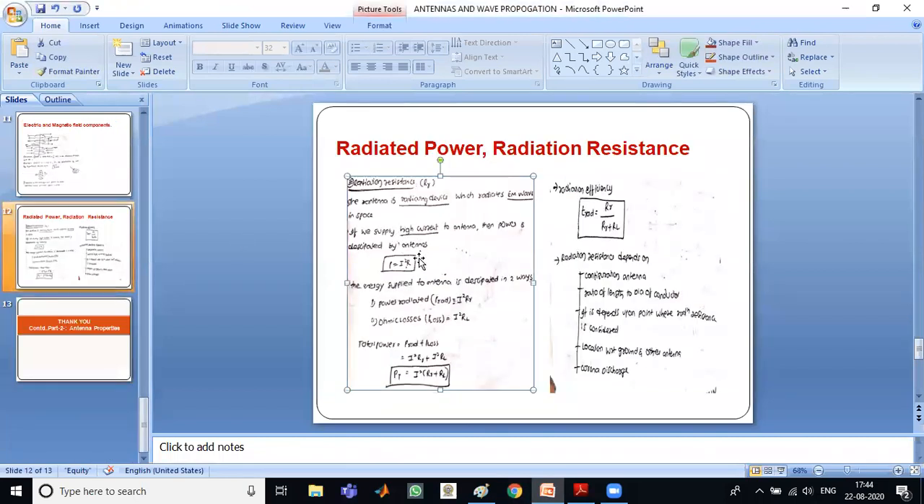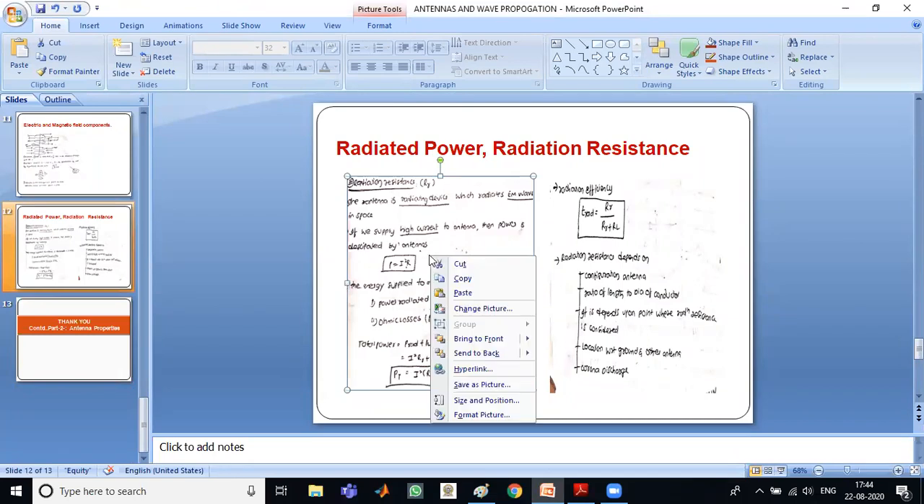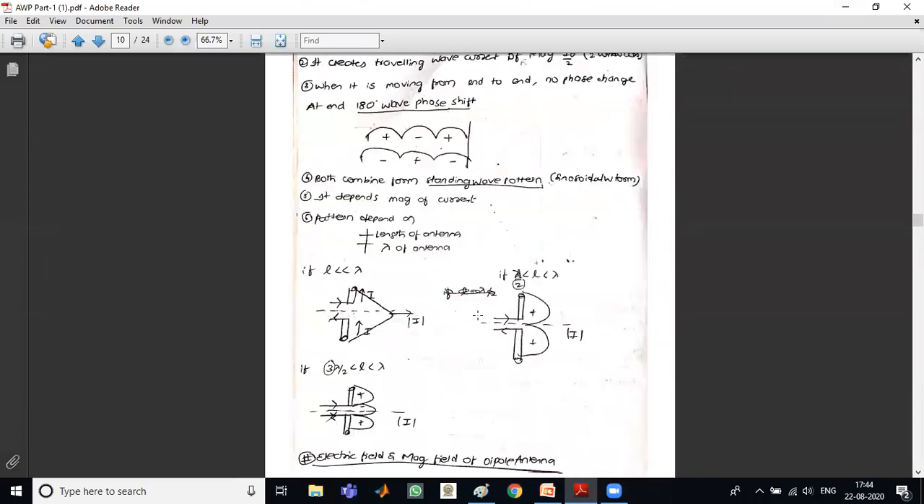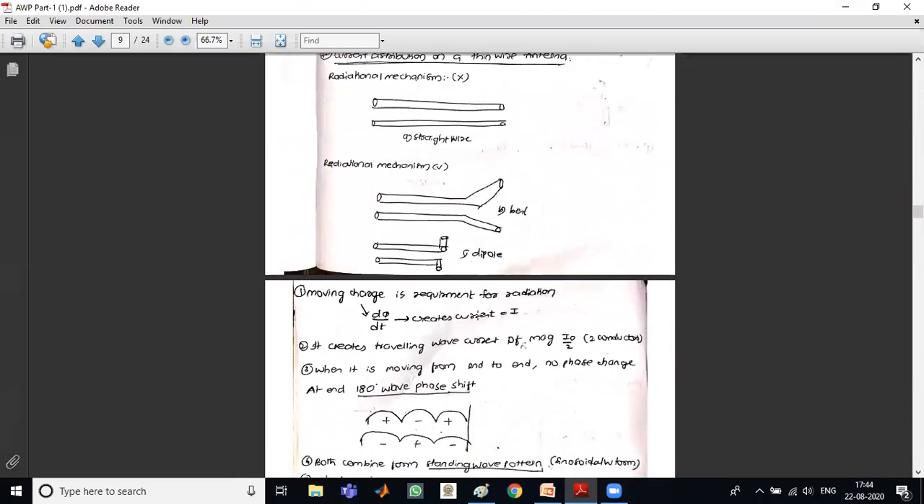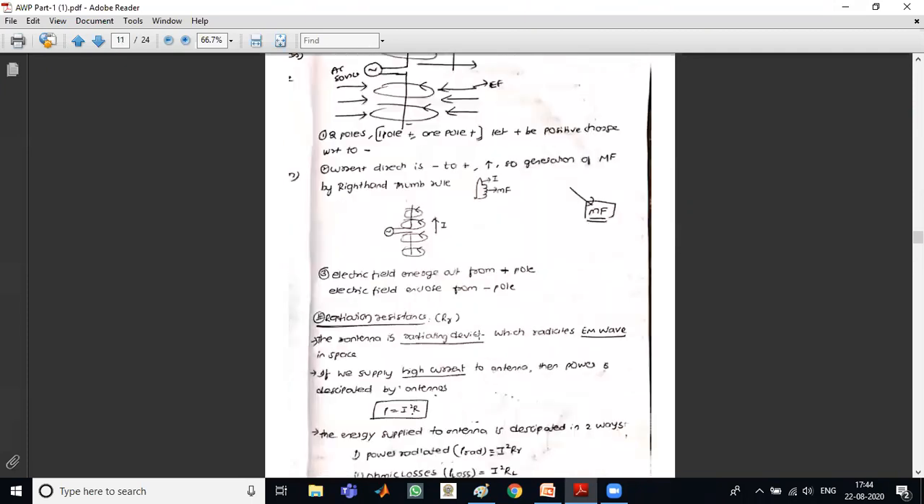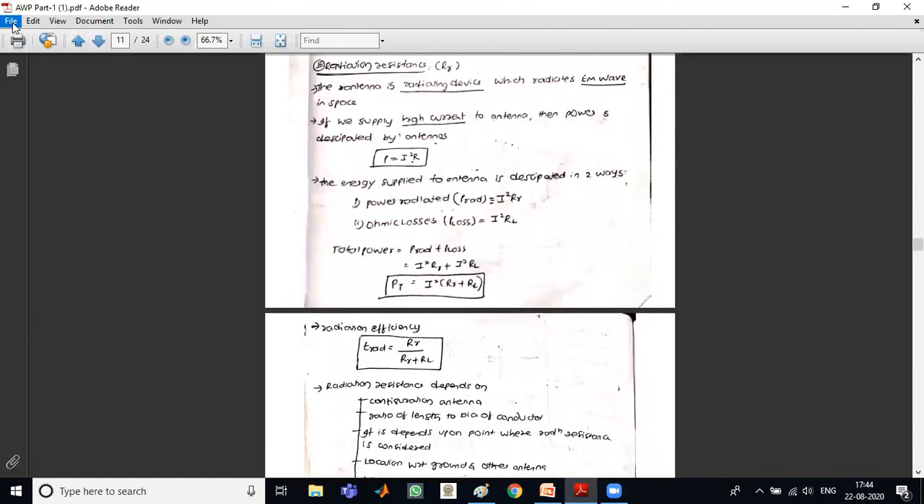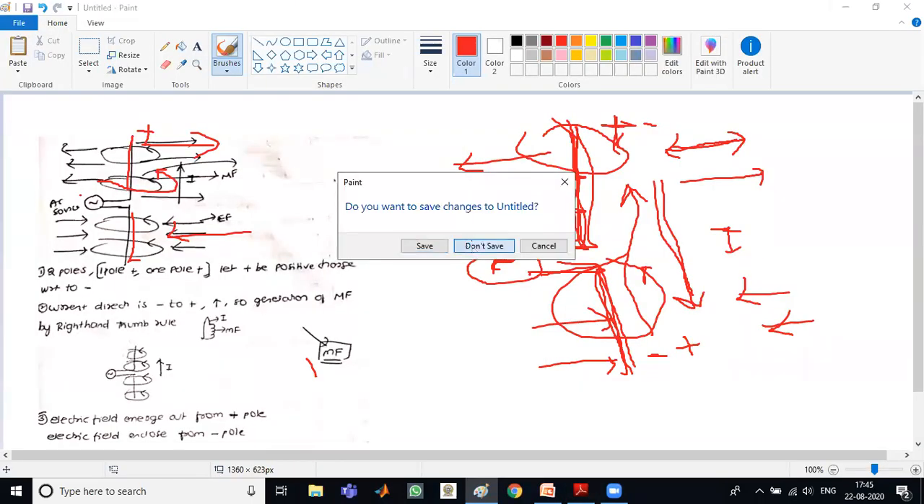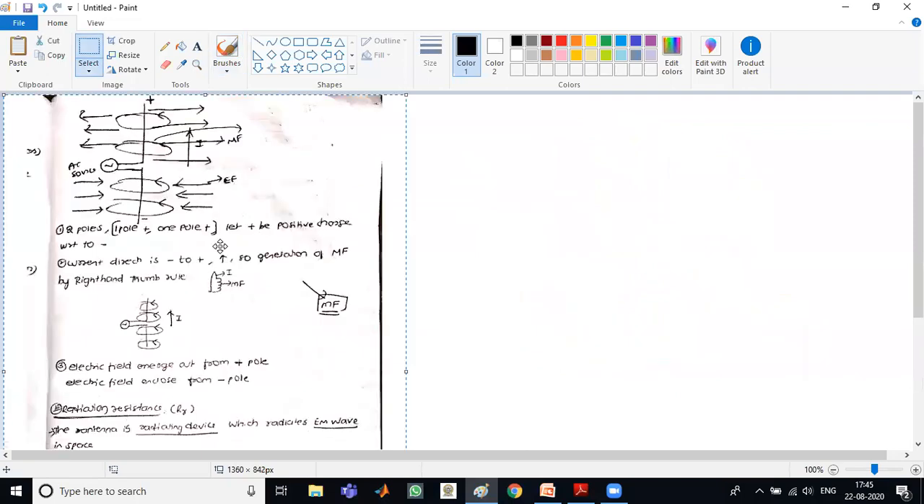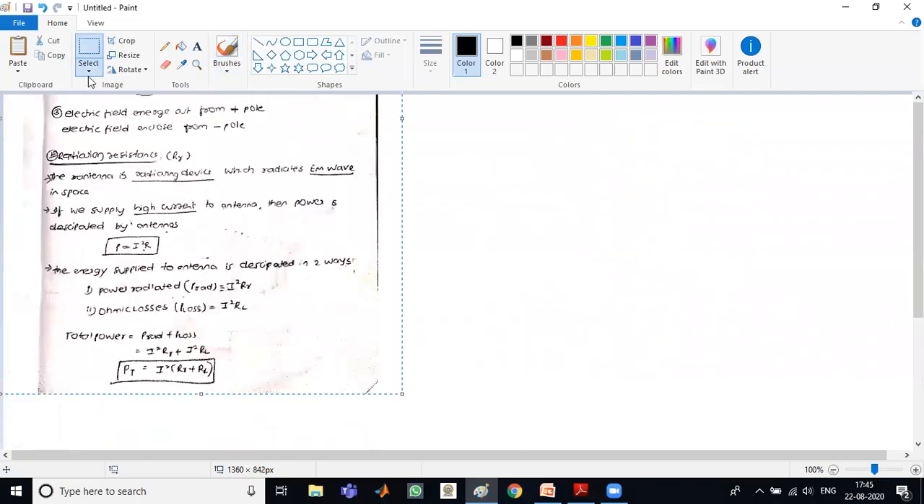Next we will discuss radiation resistance. What is resistance? Generally, that which opposes the current is known as resistance.